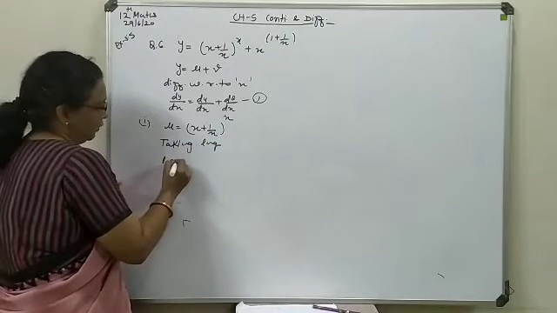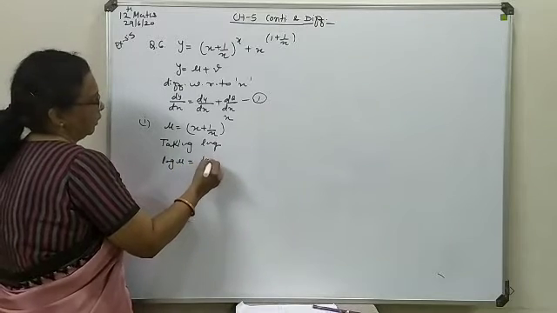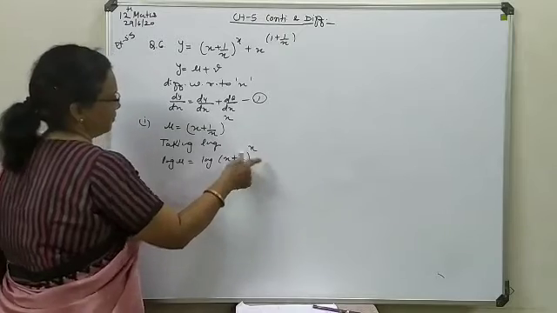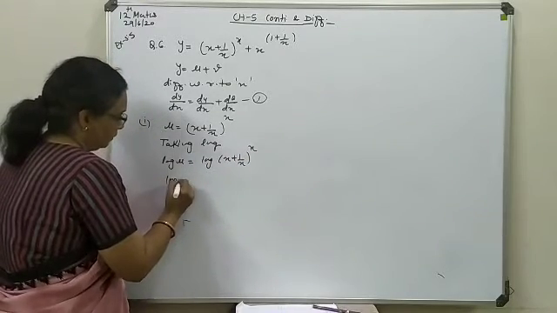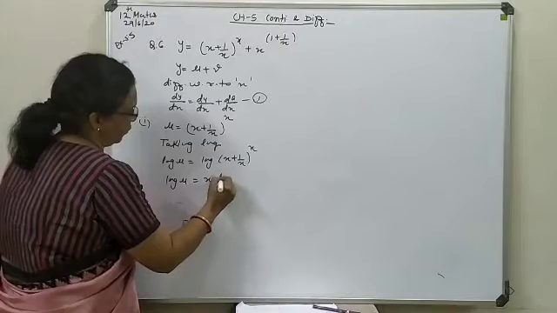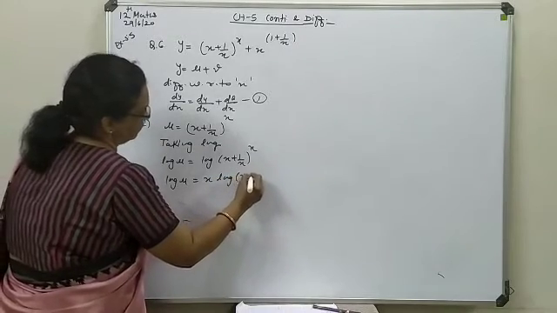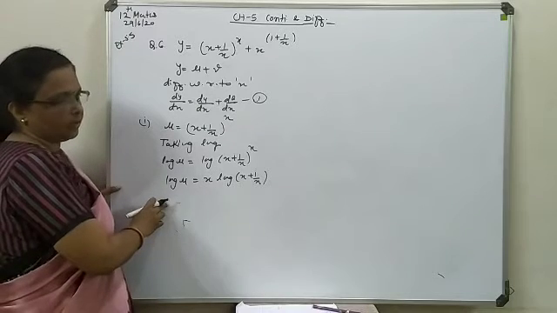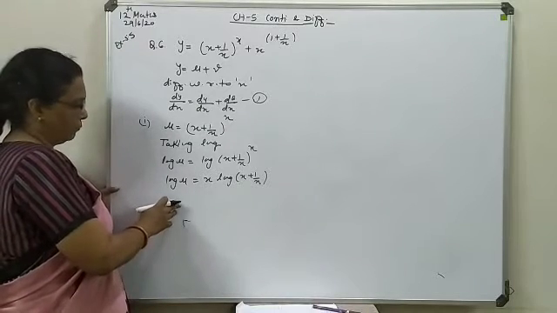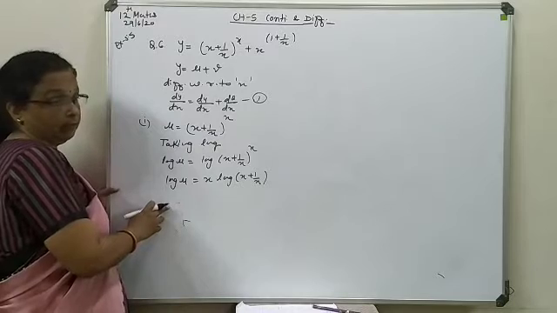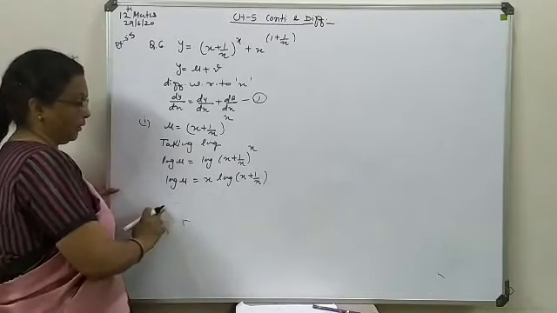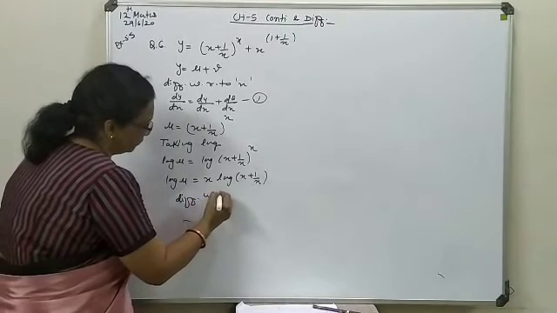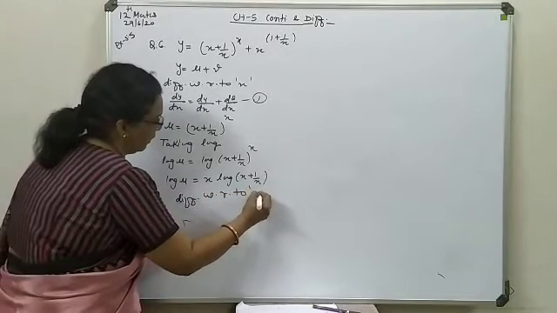This is log of u, log of (x plus 1 upon x) with power x. This x will come as a product form of the log term. Now here we are at the stage at which you can write the differentiation of this combination. So now go for differentiation with respect to x.